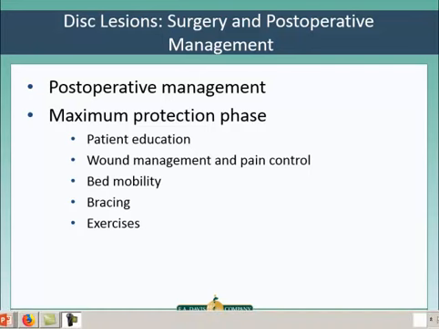All right, so now that you've watched the videos, we need to talk about what we would do with these patients post-operatively. One of the big things is patient education. You need to educate the patient on the expectations of the surgeon, on the surgical procedure, and what rehab is involved. Also, make sure that they know what is not allowed.